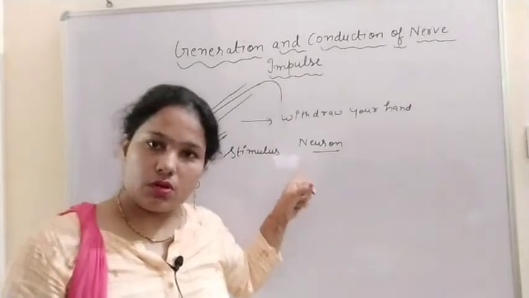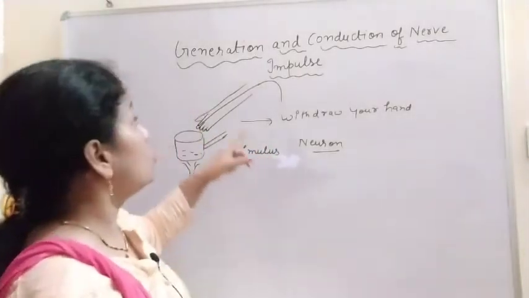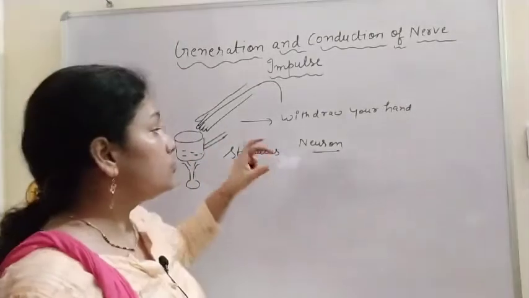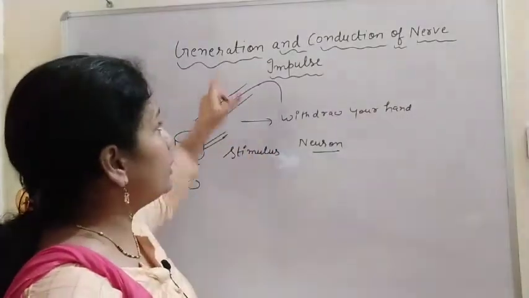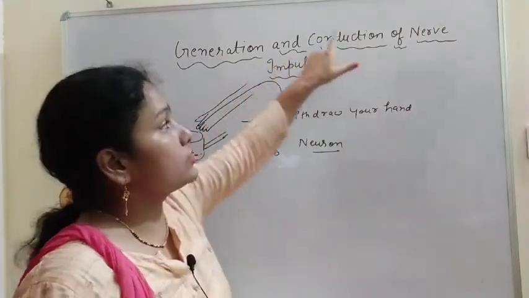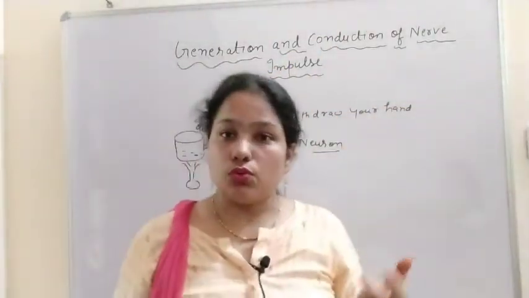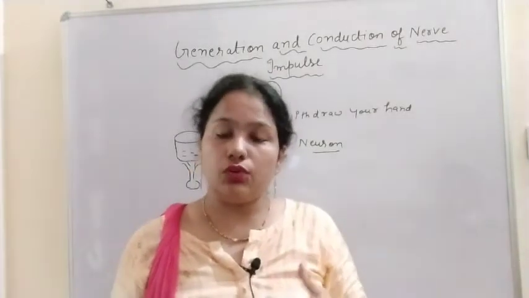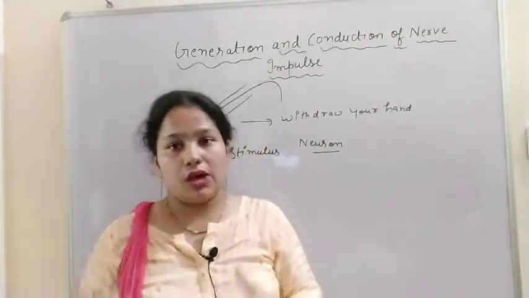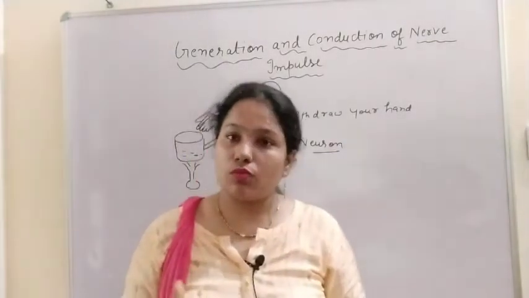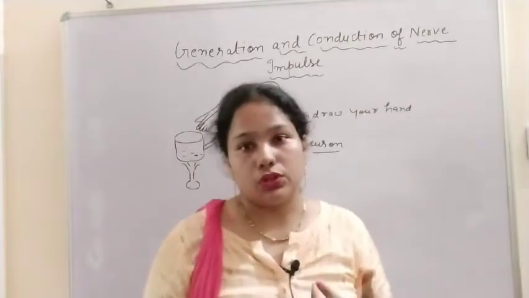of our nervous system. So in this video we will understand how this message is generated and how it is conducted to the different neurons, so that finally we get the message that we have to withdraw our hand, or the other functions of our body that are also controlled.